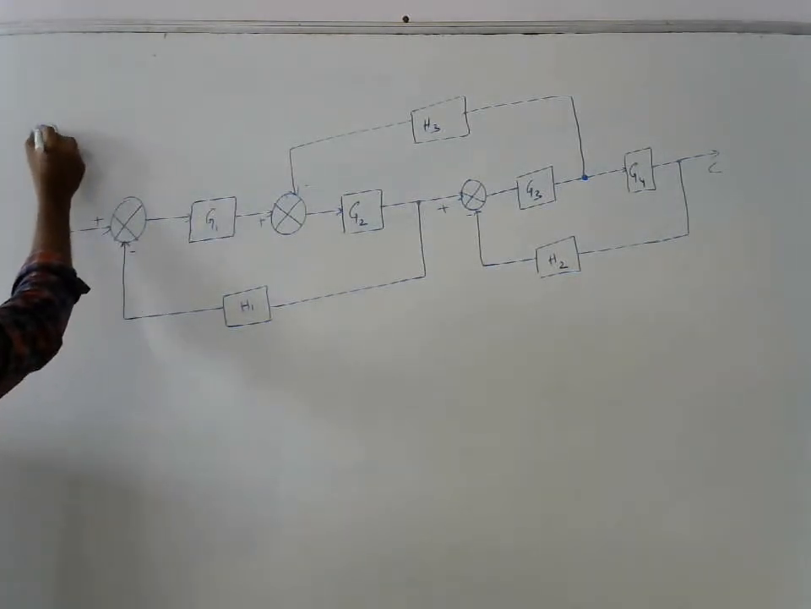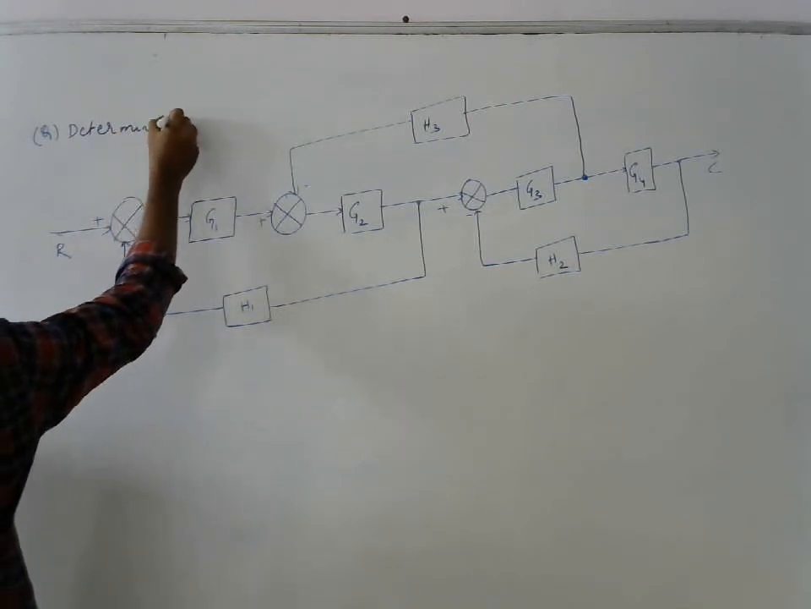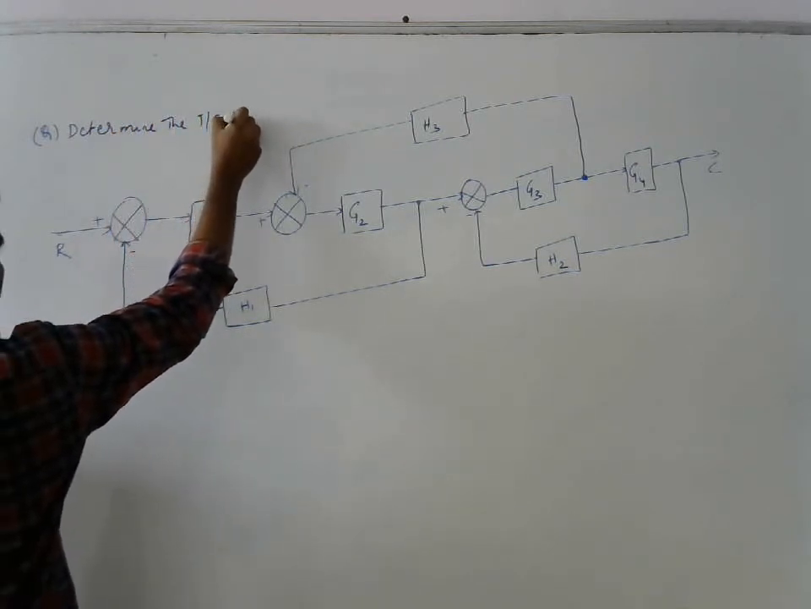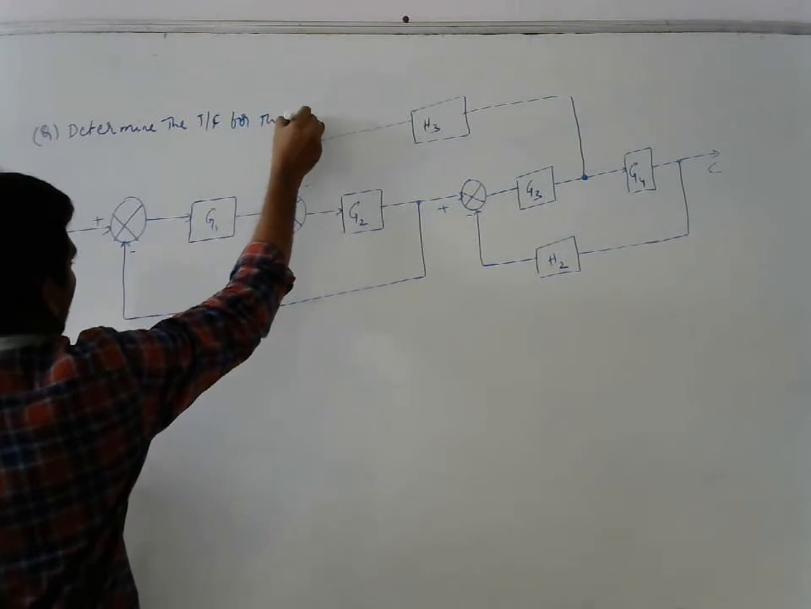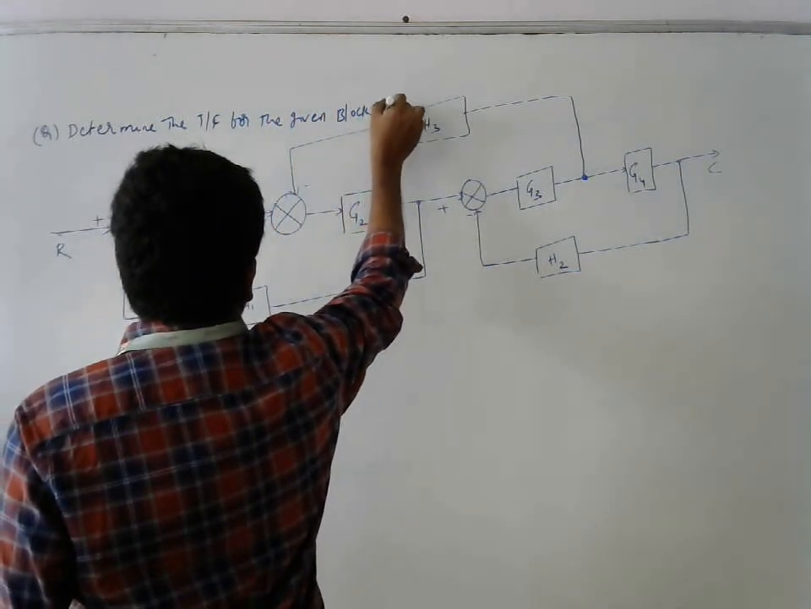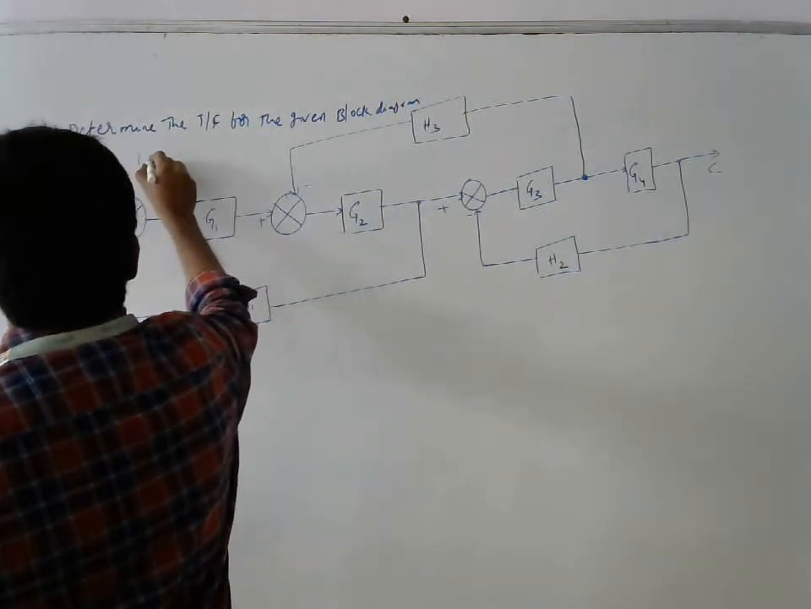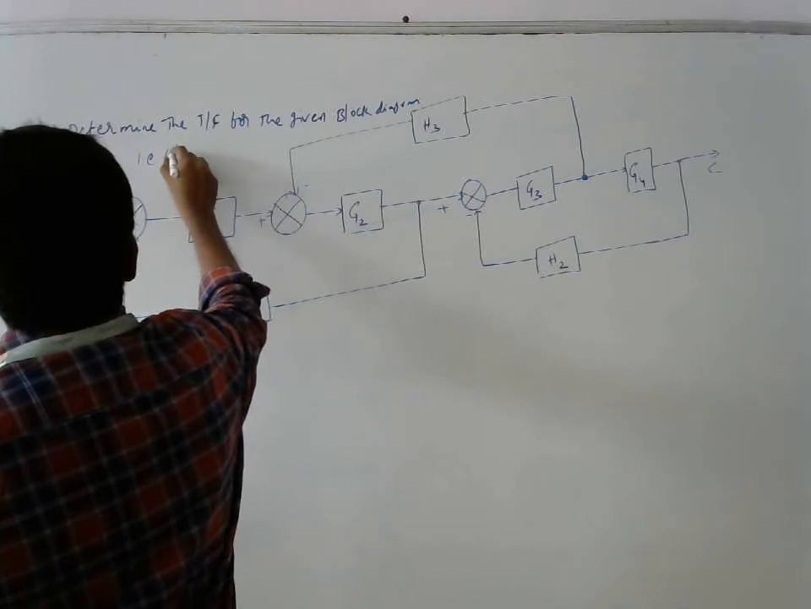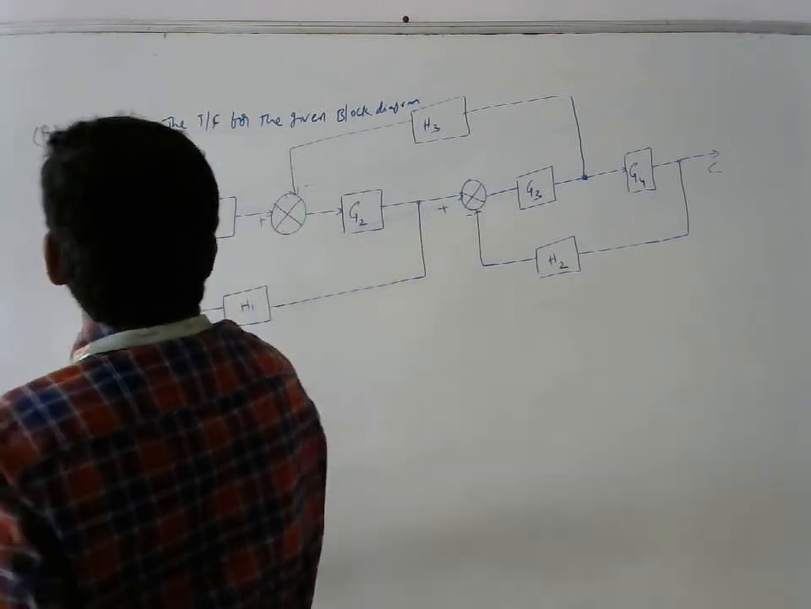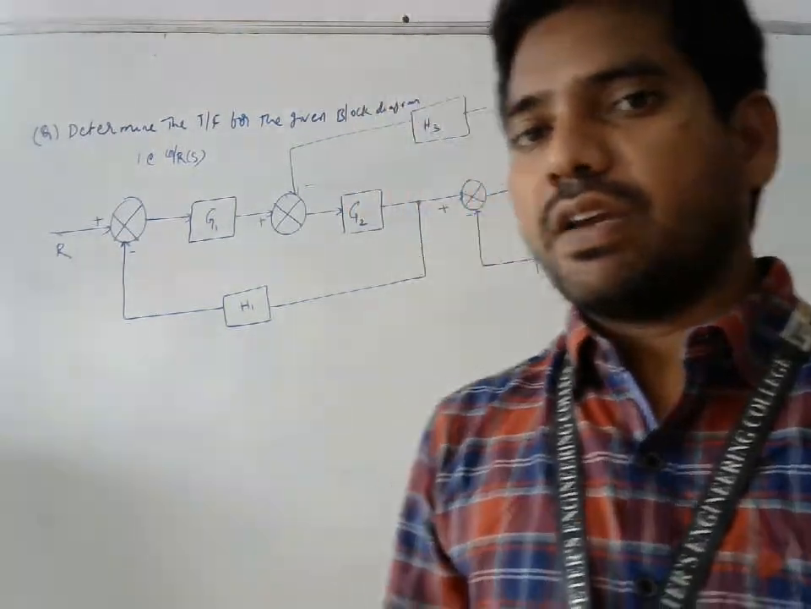Question: determine the transfer function for the given block diagram, that is C of S by R of S. We are going to find C of S by R of S for the given block diagram.